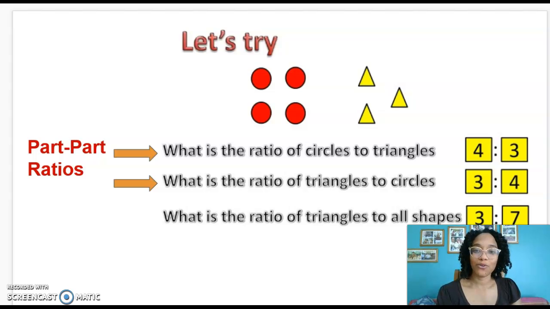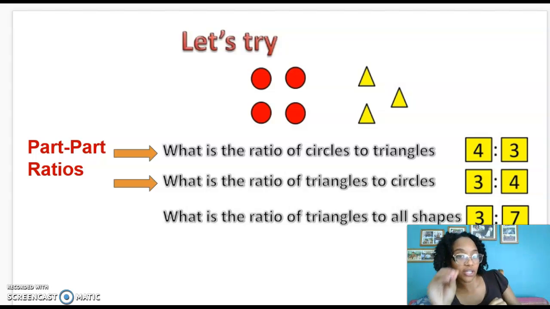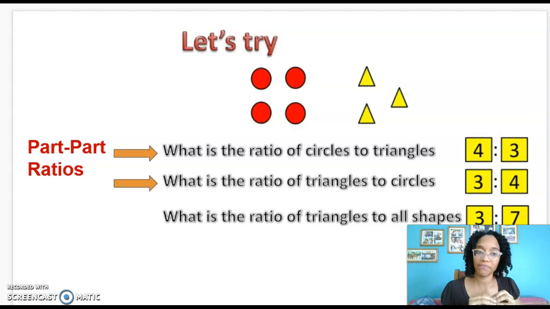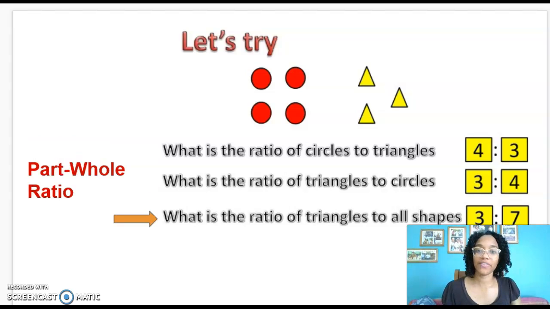The first two ratios are part-part ratios because we're zooming in on each part of the drawing, just to the circles or just to the triangles each time. The last ratio on this page is a part-whole ratio because we are zooming in to look at the triangles and zooming out to look at everything. That's why we have 3 to 7.